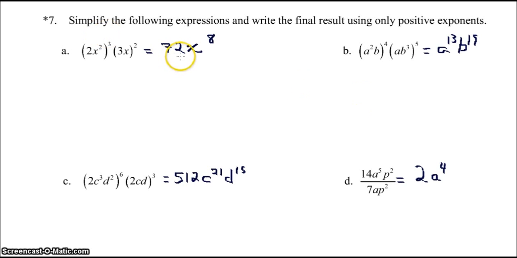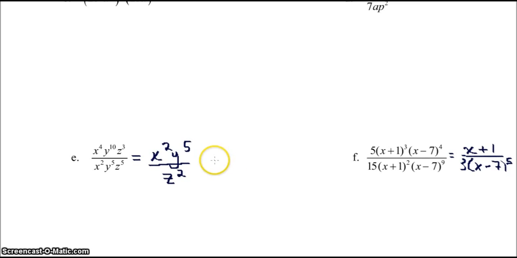Part A, 72x to the 8th. Part B, a to the 13th, b to the 15th. Part C, 512, c to the 21st, d to the 15th. Part D, 2a to the 4th. Part E, x squared y to the 5th over z squared. And part F, x plus 1 over 3 times x minus 7 to the 5th.